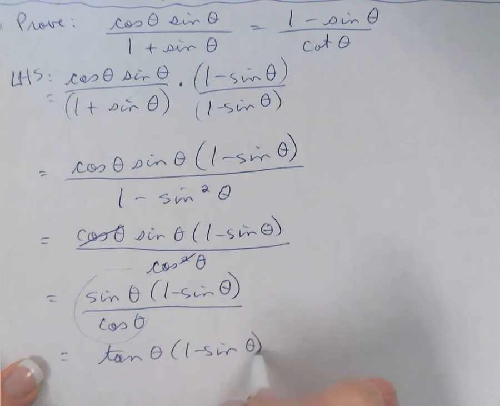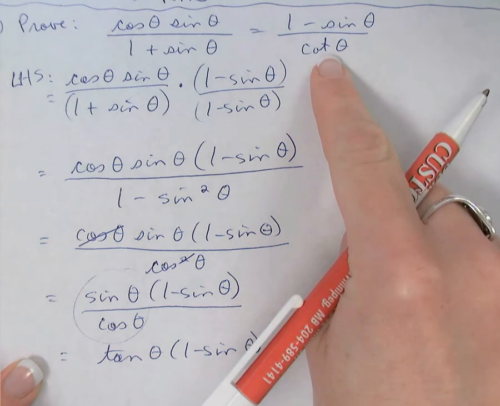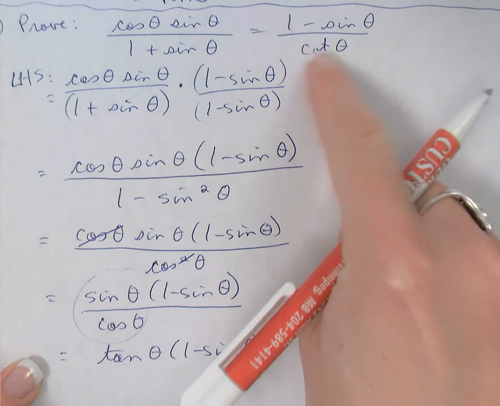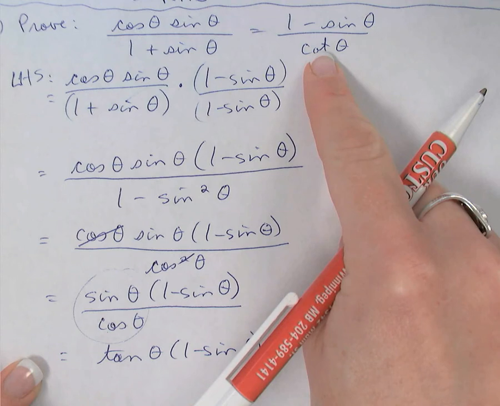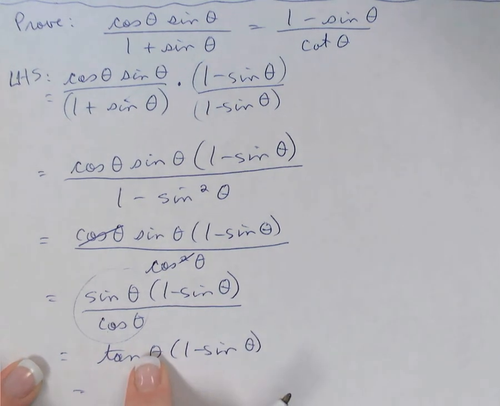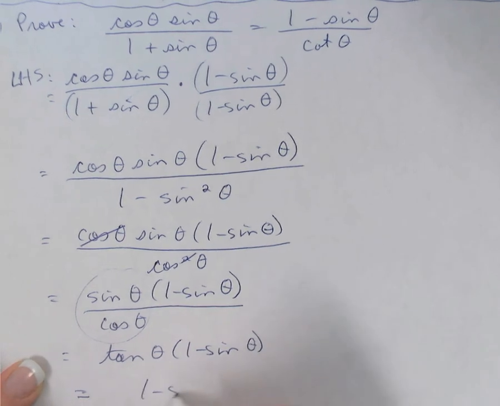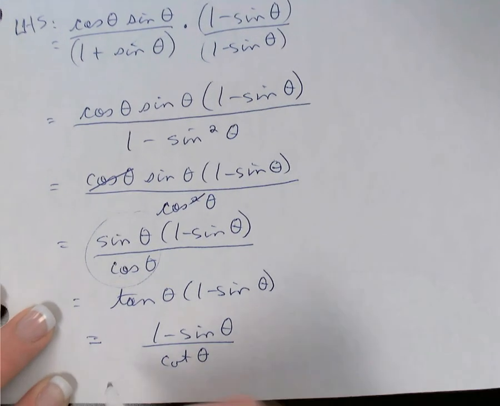And again, I want to keep 1 minus sine theta in my numerator here, but instead of writing tan theta, I want to get cotan theta here. Well, tan theta is equal to 1 over cotan theta, so I can replace tan theta in the numerator with 1 over cotan theta, which means that the cotan theta is in the denominator now. And then that would get me my right-hand side.